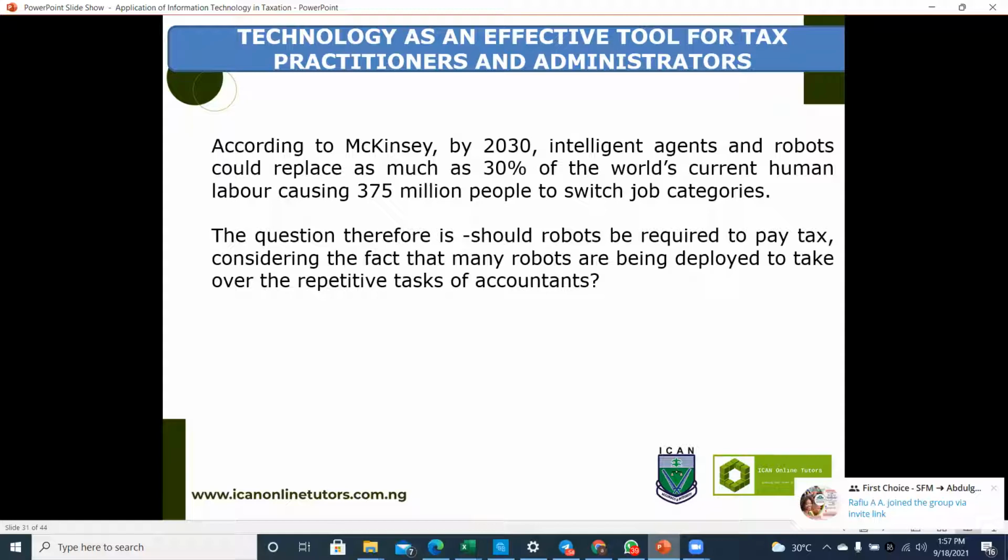Now, the question therefore is, should robots be required to pay tax, considering the fact that many robots are being deployed to take over the repetitive tasks of accountants? Yes, they are artificial intelligence. So they could be taken as an asset because the company has their control. If the company has total control of these robots, then it becomes an asset. Not only that, they may be seen or categorized as intangible assets.